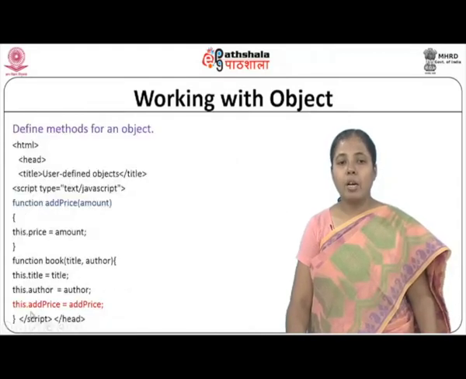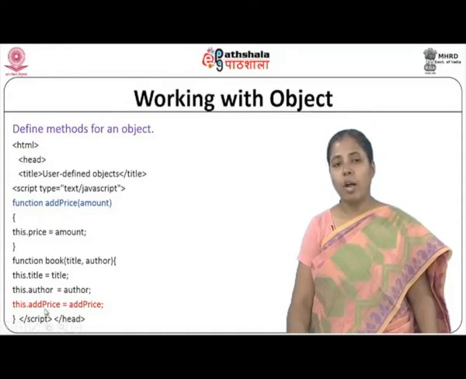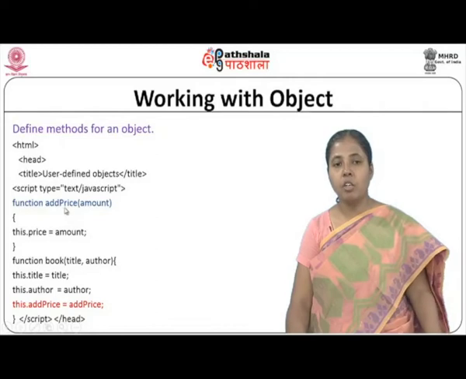You try to add another property called price to this book object, and now you are trying to assign a method. So addPrice is another function through which you are trying to assign a value to the third property, price. AddPrice is a function that is defined to take a parameter called amount, and this amount is assigned to the third property of the book called this.price.